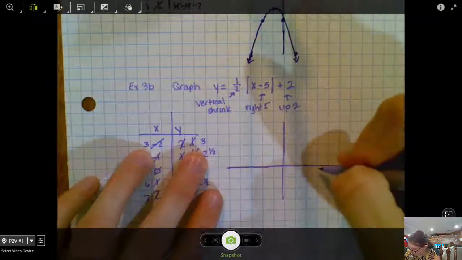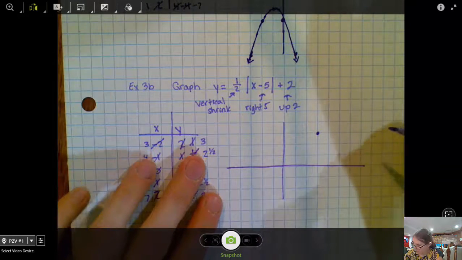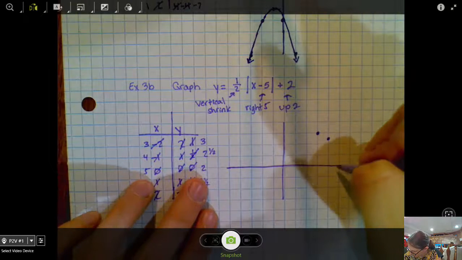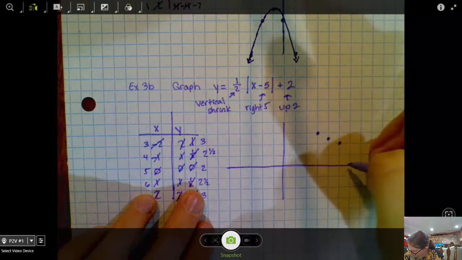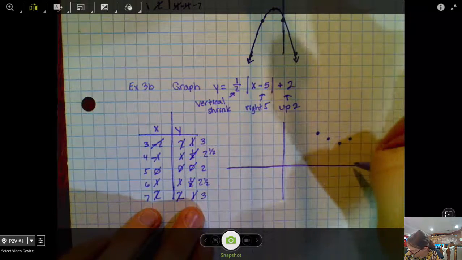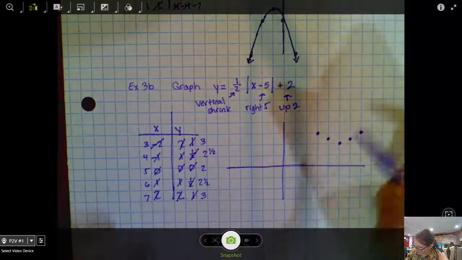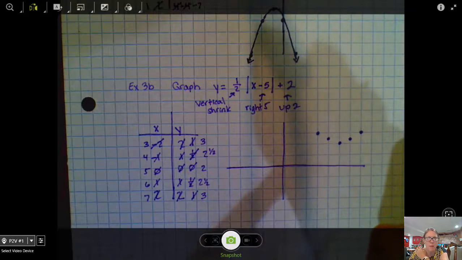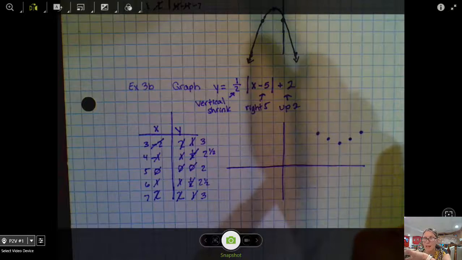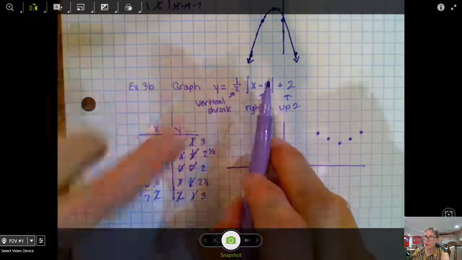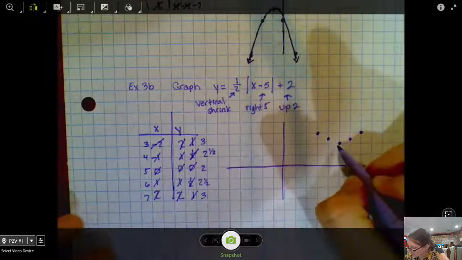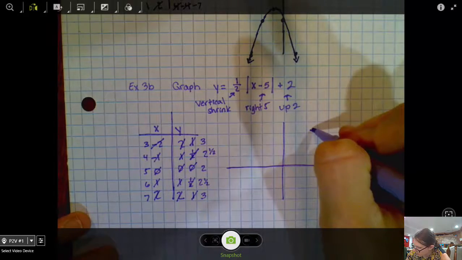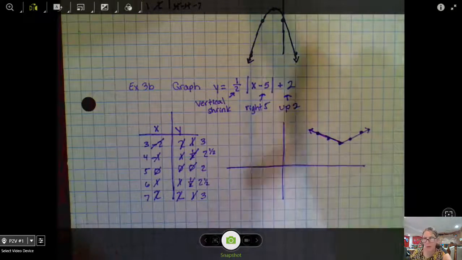So I have 3, 3, 4, 2.5, 5, 2, 6, 2.5, 7, 3. And don't forget as you connect the dots to double check and make sure that you're connecting the dots in the shape that they should be. Absolute value, we should have a V shape, we should have a point. Okay. There we go.